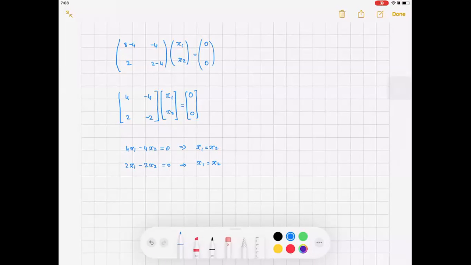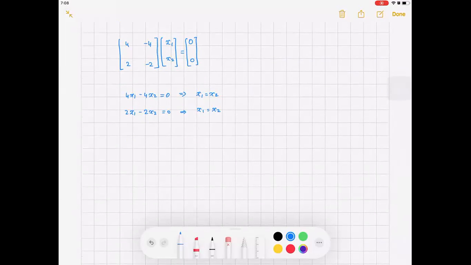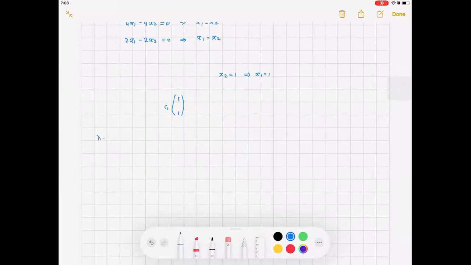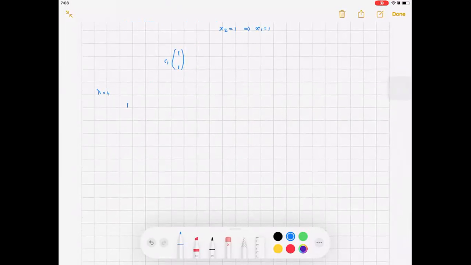So in this case, you can assume any value of x2, or x1, whichever you like. If I assume x2 is equal to 1, I get x1 is also 1, and therefore my vector is (1, 1). Any constant c1 multiplied by this is an eigenvector. So for lambda equal to 4, my eigenvector can be (1, 1), or (2, 2).